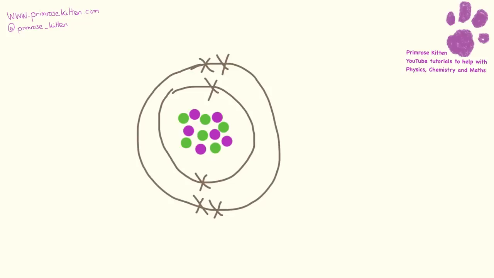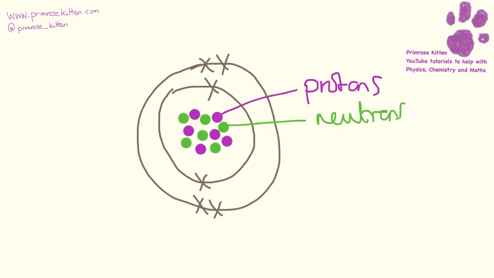Now, in an atom, we have several things. In the nucleus, we have protons, we have neutrons, and then all around the outside in shells, we have electrons. Now, this is a really, really fake drawing because the size of the nucleus is tiny compared to what would be the massive size of shells, but I can't really draw it like that because my screen's not big enough.